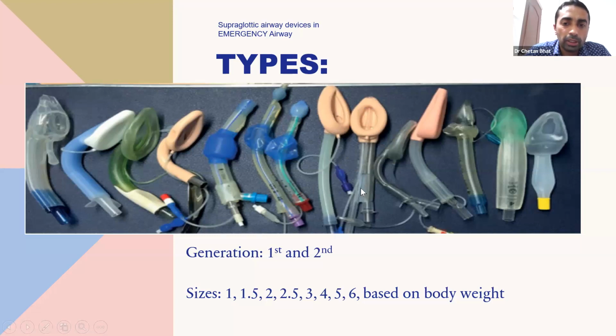Then with the single use, they came slightly more curved. This is the LMA Supreme. This is a second generation by Ambu, where they increased the curve. So this helped in easier insertion compared to this. Then this is also another type, the Supreme ProSeal.